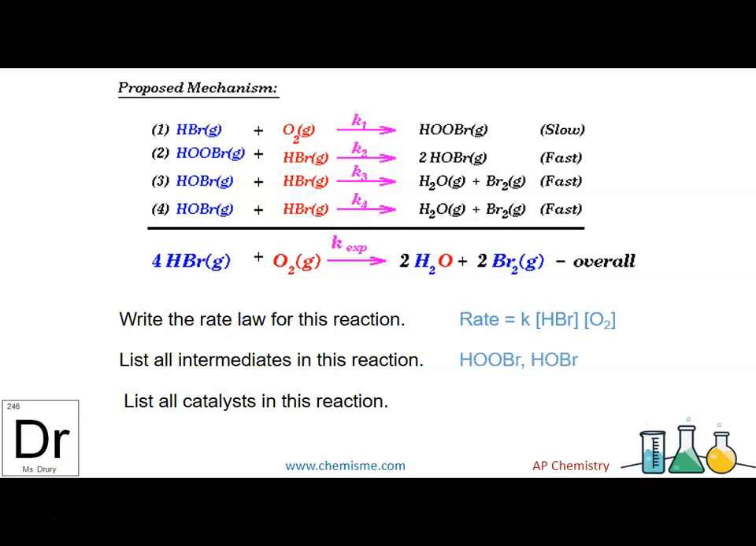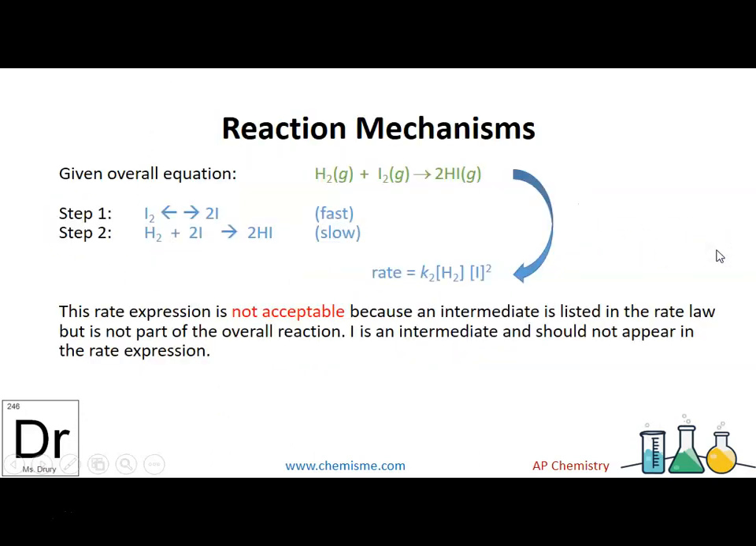And the intermediates in the reaction were things that canceled out, like HOOBr and HOBr. They canceled out, and that's why they're not in the overall reaction. There were no catalysts in this reaction because nothing went in and then came out undisturbed and was reusable. So there's a little bit more of a nuance with reaction mechanisms, so we're going to get into a little more detail.